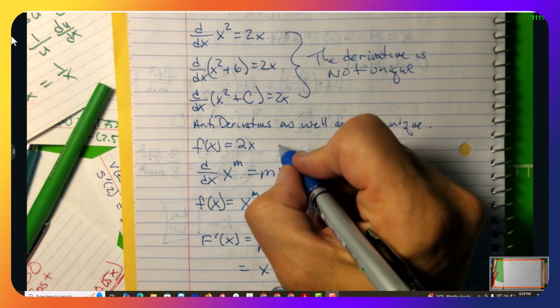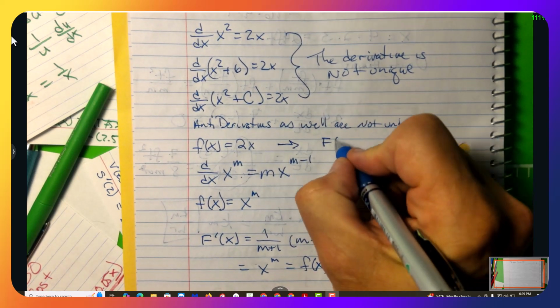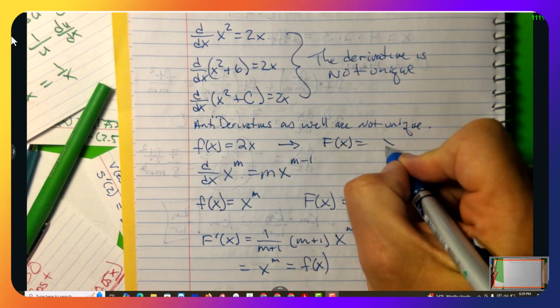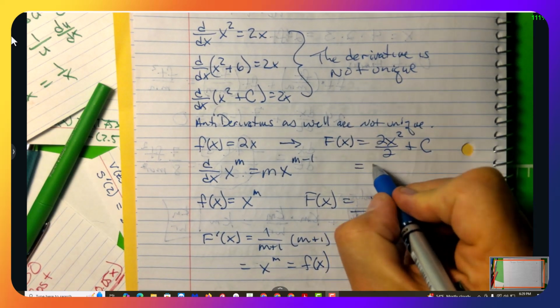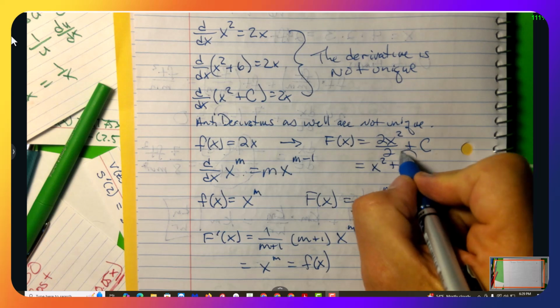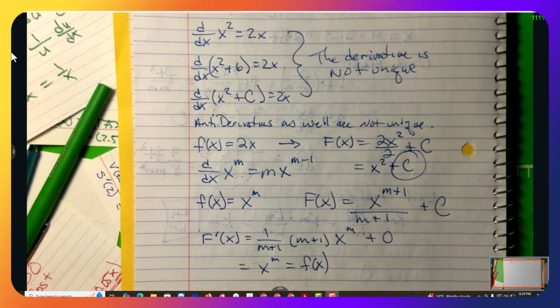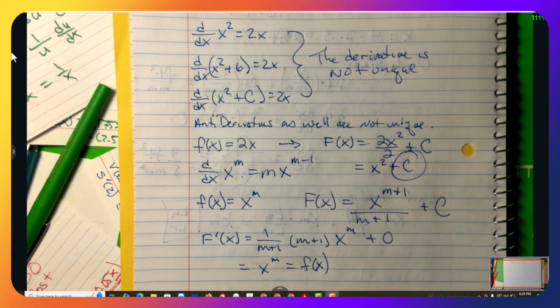So in our case, we're going to gain a power and divide by the power. Don't forget to add your c. The reason this is called an arbitrary constant, we don't know what it is. There are ways to find it, and those are called initial value or boundary value problems.